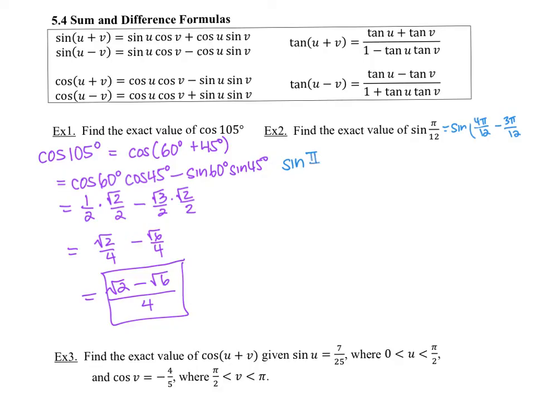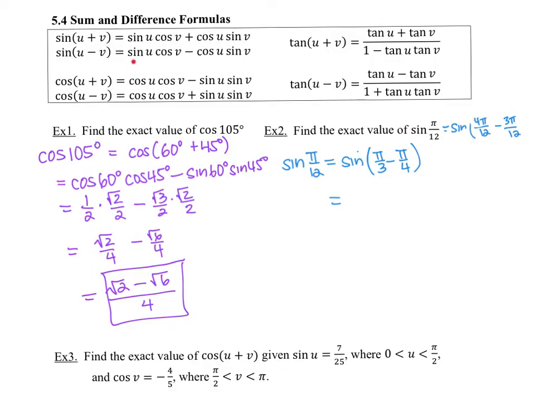So the sine of pi over 12 is the same as the sine of pi over 3 minus pi over 4, which means now I can use the difference formula for sine to evaluate the sine of pi over 12. Okay, the difference formula of sine is this one, the sine of u minus v, or pi over 3 minus pi over 4.